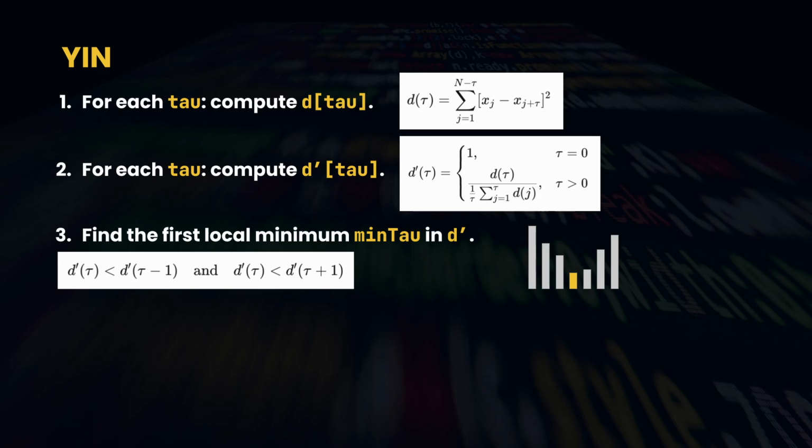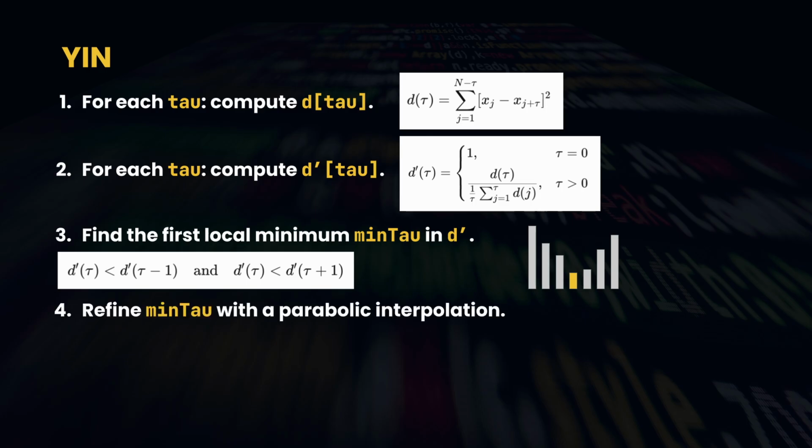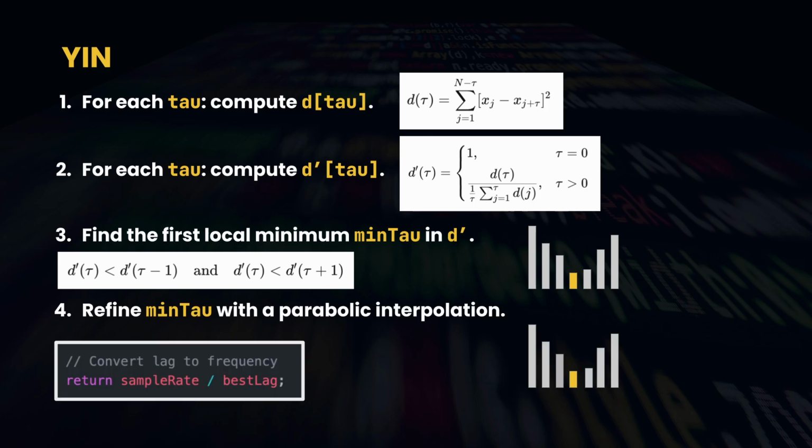Finally, one of the most brilliant yet simple additions, parabolic interpolation. When we select the best lag, let's say 5, we return sample rate divided by 5. This is how we convert samples back to frequency. But wait, who is to say that it's exactly 5? Why not 5.1 or 4.6?